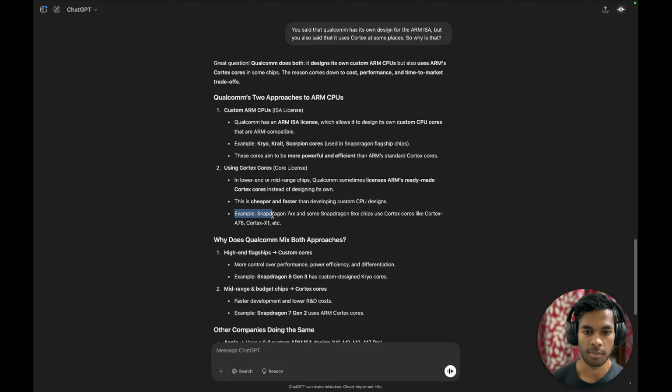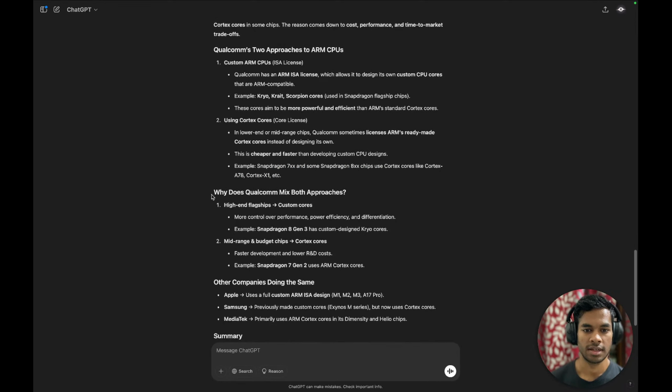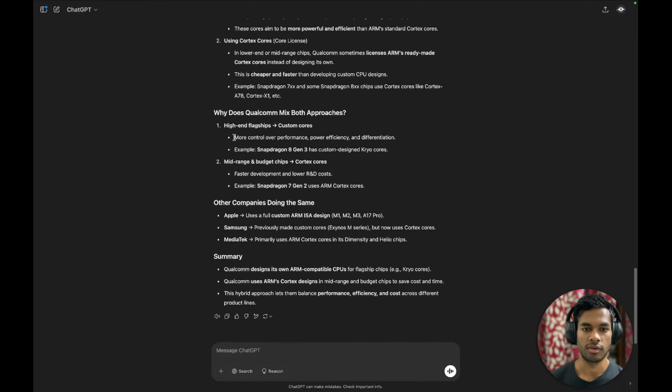That makes sense. An example is the Snapdragon 7XX and 8XX chips, which use Cortex cores. Why does Qualcomm mix both approaches? High-end flagships use custom cores: Snapdragon 8 Gen 3 has custom-designed Kryo cores. Using Cortex cores means faster development and lower research and development costs. For example, Snapdragon 7 Gen 2 uses ARM Cortex cores.